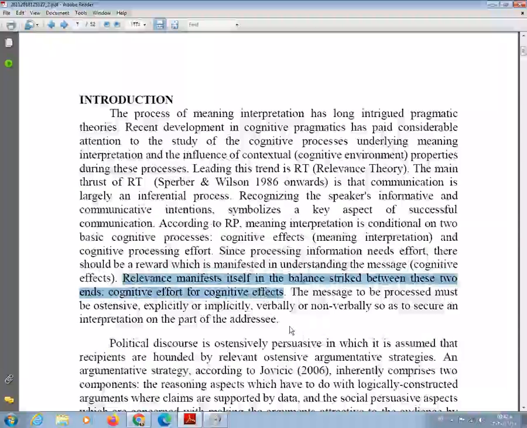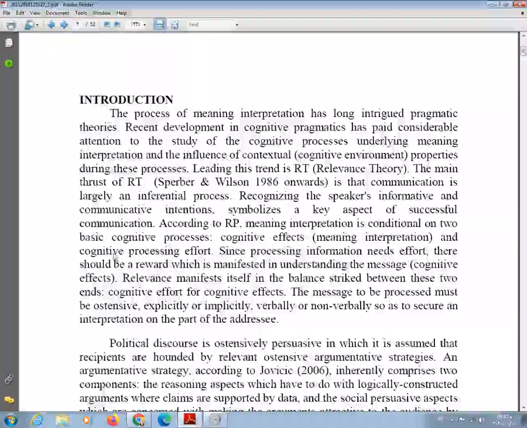Okay? The message to be processed must be ostensive, very clear, explicitly or implicitly, verbally or non-verbally, so as to secure an interpretation on the part of the addressee. Okay, so in order to understand the text, there must be some sort of clues, شروط, مفاتيح للنص that can help me as a recipient to understand and work out what's meant by this text. So unless there are cues to help me, unless there are certain clues to help me, certain facilitative things to help me, I'm not going to arrive at it.